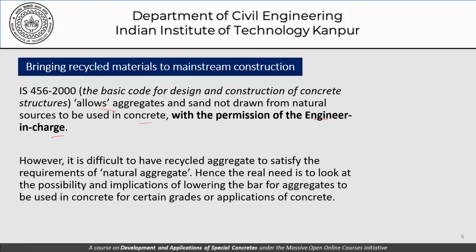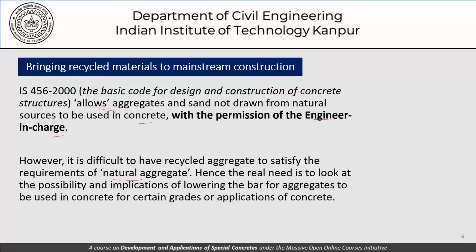It's difficult to have recycled aggregate to satisfy the requirements of natural aggregates. Hence, the real need is to look for the possibility and implications of lowering the bar for aggregates to be used in concrete for at least certain grades of applications of concrete. So that requires a little bit of a mindset change. A thought process has to be initiated, awareness has to be created.